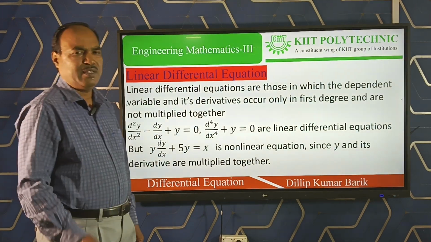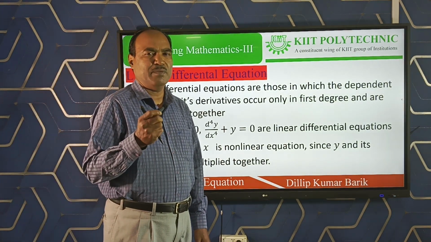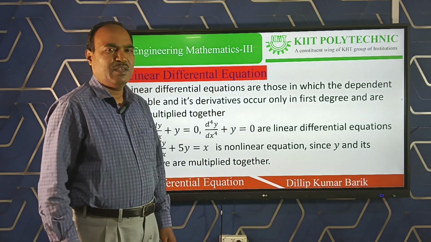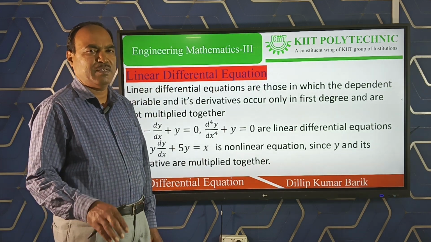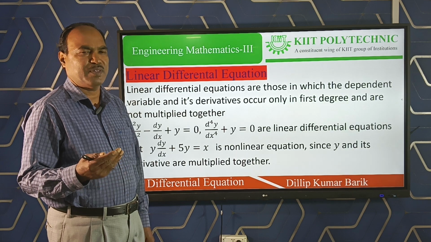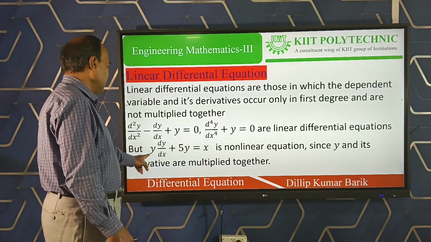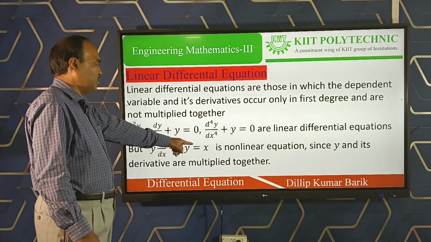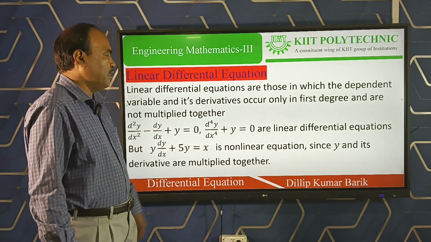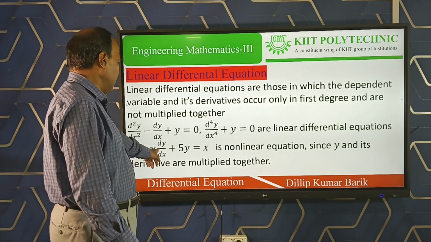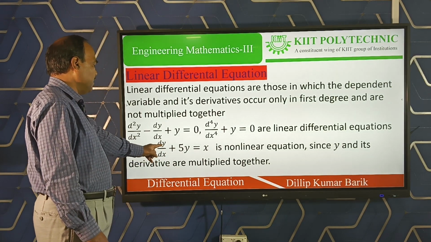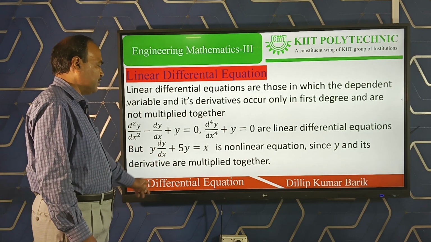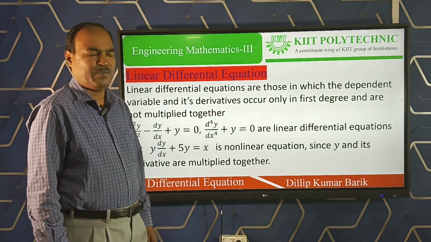The dependent variable is y and the independent variable is x. y never multiplies with the derivative, either the first derivative, second derivative or third derivative. Whereas in the second example, I take y dy by dx plus 5y is equal to x. It is non-linear since in the first term y and its corresponding derivative dy by dx are multiplied together.